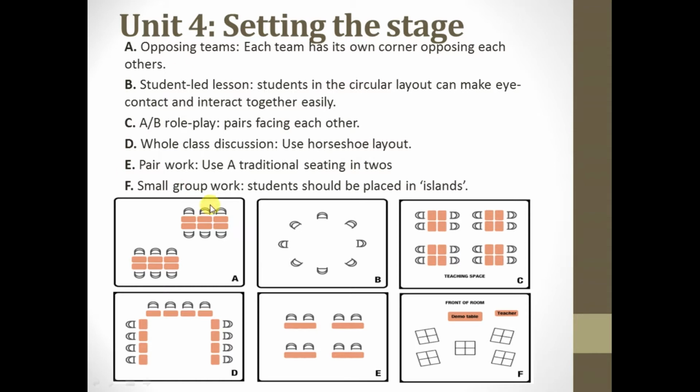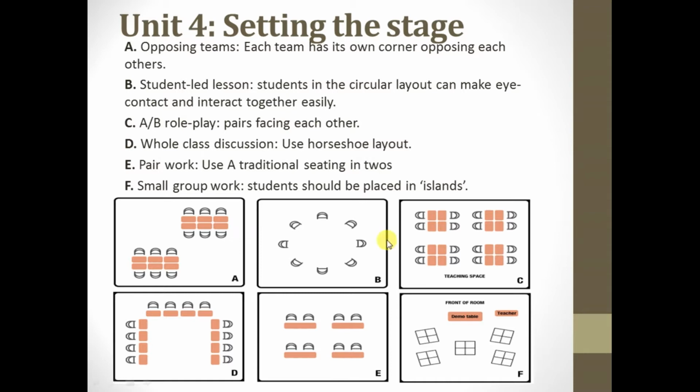So we have different forms of setting, like we can see here. The first layout, A, is called opposing team. It works perfectly well in contests and in competitions when we have two opposing teams. Each team will take one corner, and we will make the desks face each other, so we give students the opportunity to discuss and come to a solution.